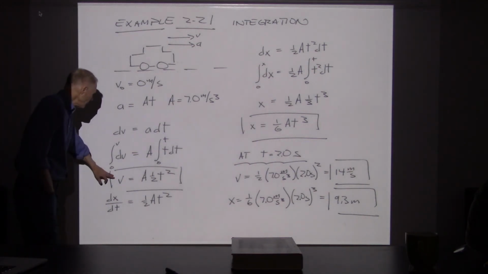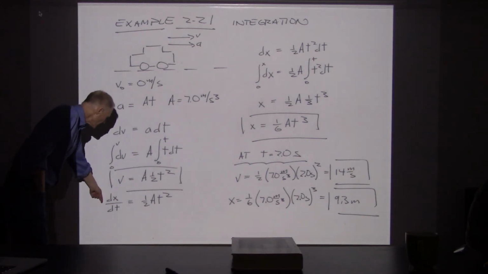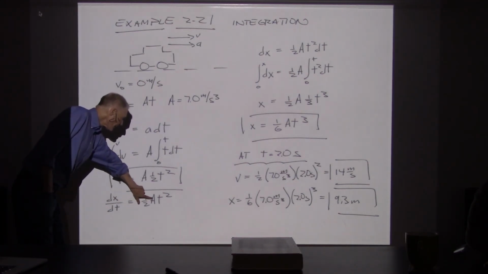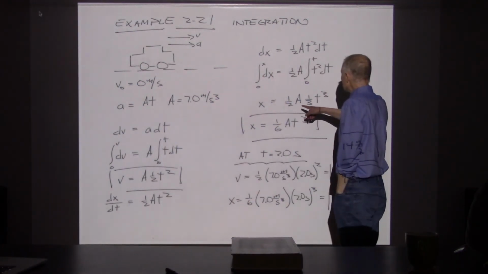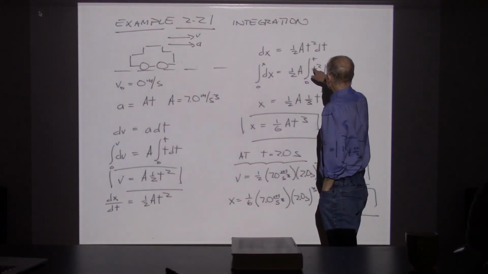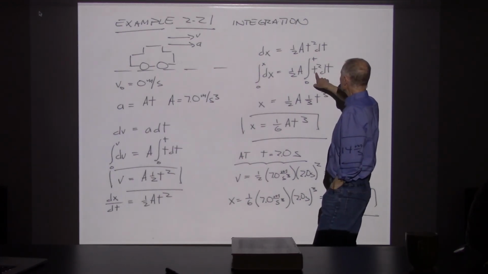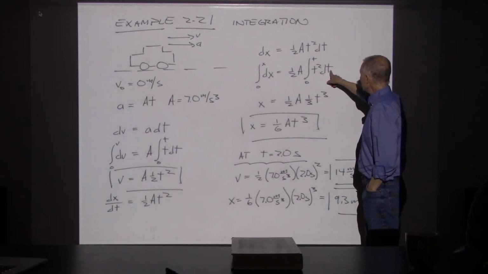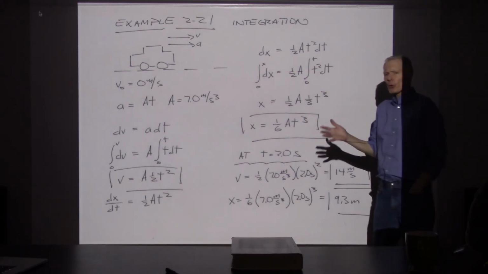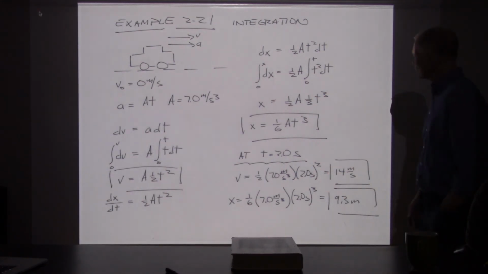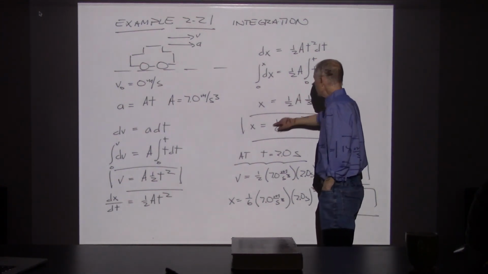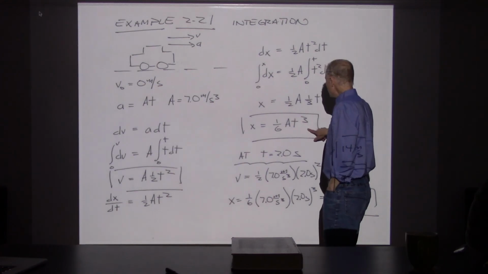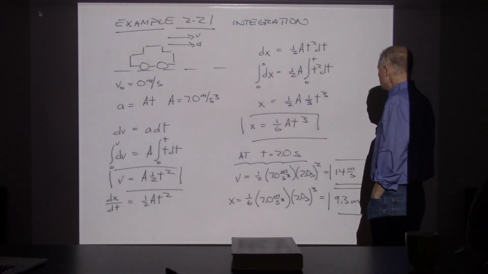Now I can do one more integration. What I can do is say dx dt, which is velocity, is 1/2 A t squared. And then I can do the second integration, and the displacement, when I carry out the integration, I now have t squared inside the integral, and integrating t squared becomes 1/3 t cubed. So I got a factor of 1/3 here, a factor of 1/2 here. That gives me x is equal to 1/6 A t cubed.